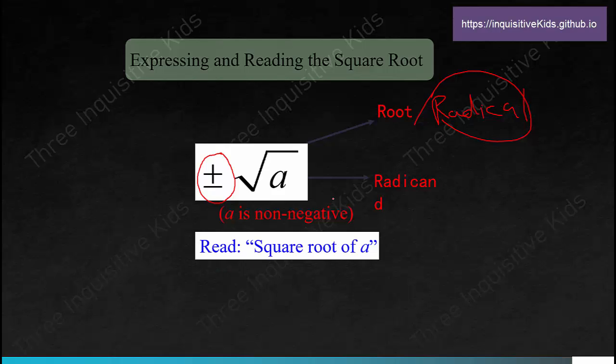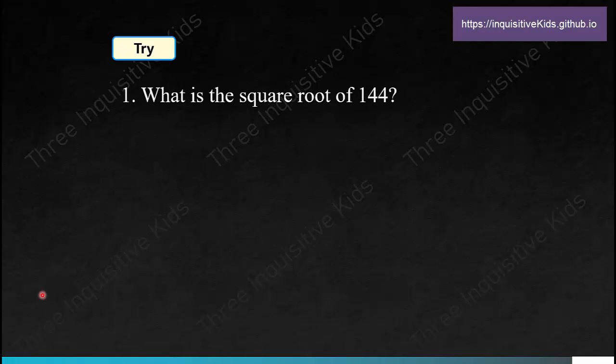So how you read it would just be the square root of a. Notice the last time it was the arithmetic square root of a. Well, we just don't say the word arithmetic here, because it's just square root of a. I want you to try something according to the concept just learned. So what is the square root of 144?